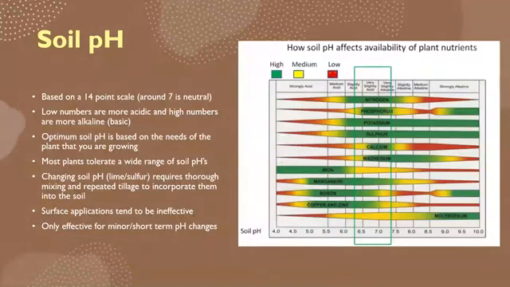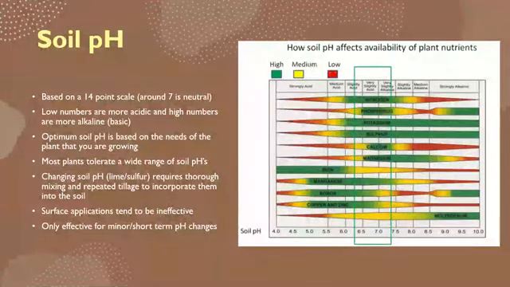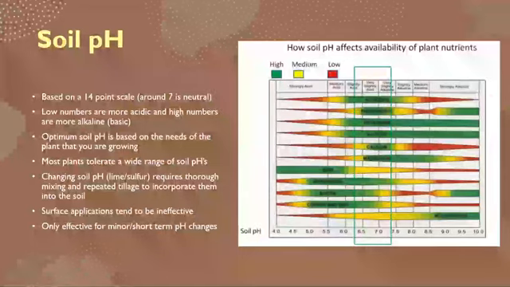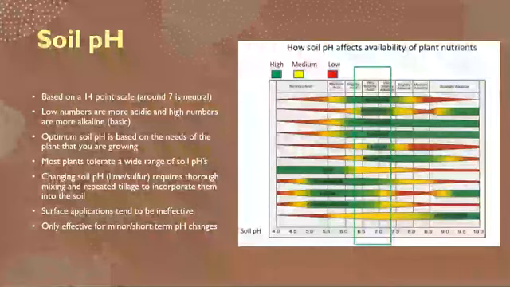The reason we care about soil pH is because nutrient availability is really dependent on pH. So I just want to show this to you quickly. It is based on a 14-point scale. Around 7 is neutral. This is not something you need to be terribly concerned about. If it says that the optimum range for growing tomatoes is going to be 6.5 to 7.5, and your soil pH is 7.8, it is not something you need to really worry about.